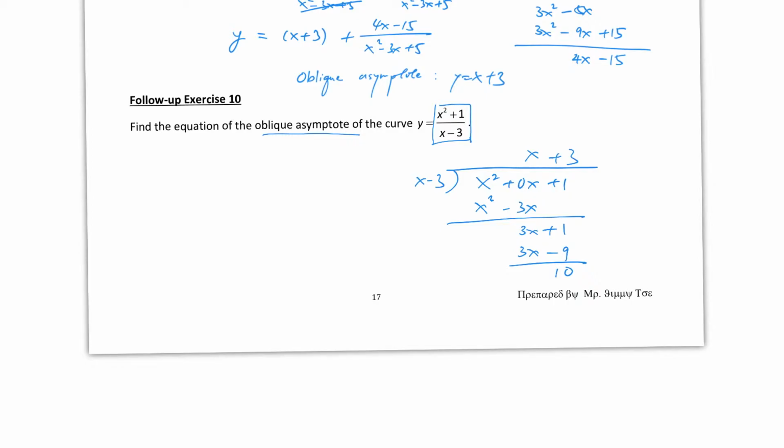After doing this step, I can change the form. It's (x minus 3) times (x plus 3) plus 10. Divisor times quotient plus remainder is equal to our original function. Okay, same idea. You can simplify the form like this. When x tends to infinity, this term is equal to 0. So I know when x tends to infinity, y will tend to this straight line. Our conclusion, the oblique asymptote is y equals x plus 3. That means this one.